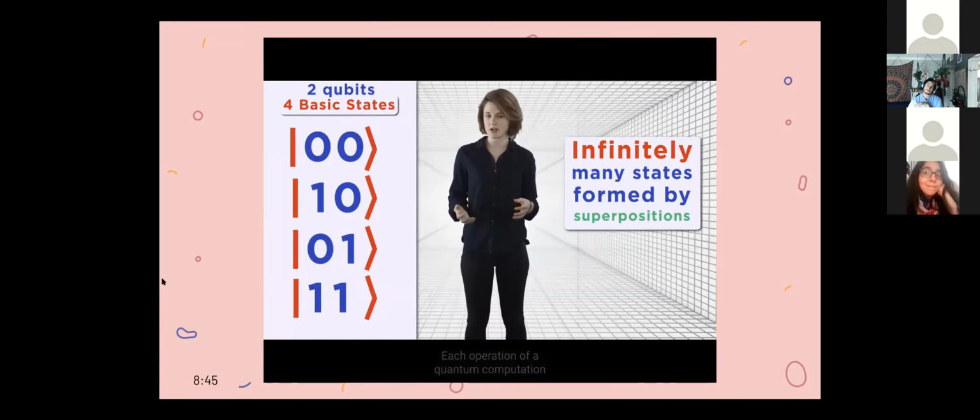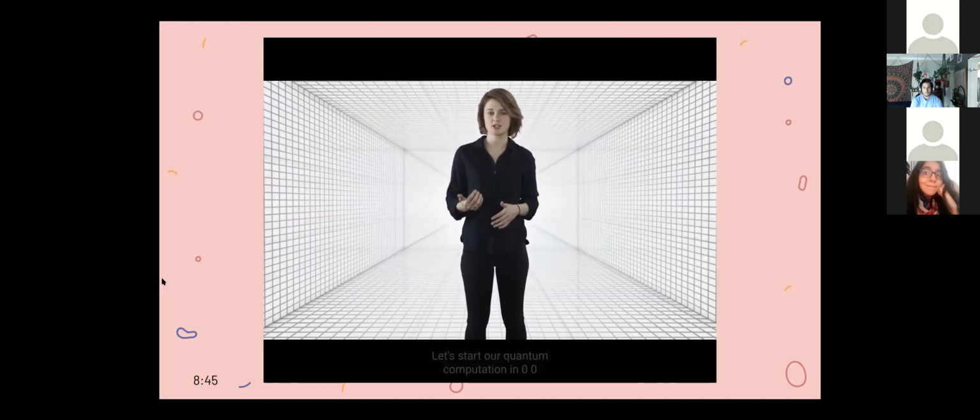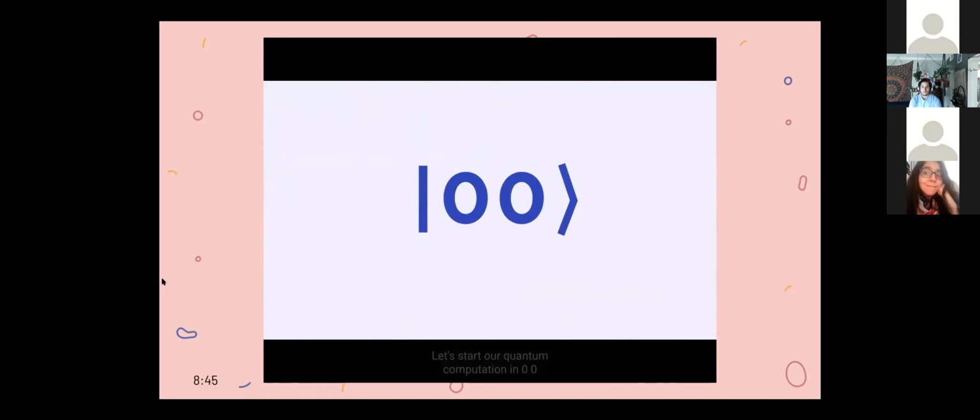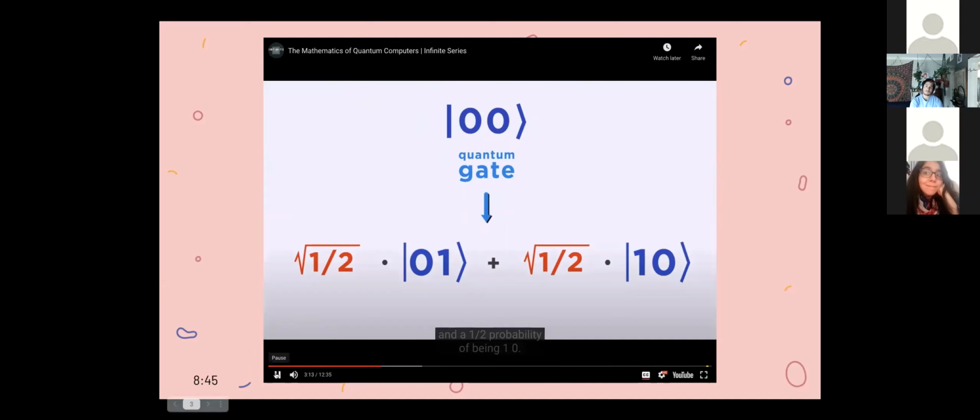Each operation of a quantum computation is performed by a quantum gate, which, like a classical gate, changes the state the qubits are in. Let's start our quantum computation in state 0, 0, and then apply a quantum gate. Now, the qubits are in a superposition. There's a 1/2 probability, or 50% chance, of being 0, 1, and a 1/2 probability of being 1, 0.